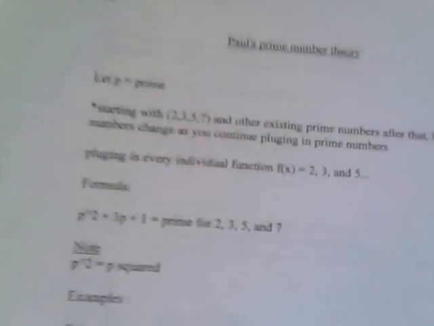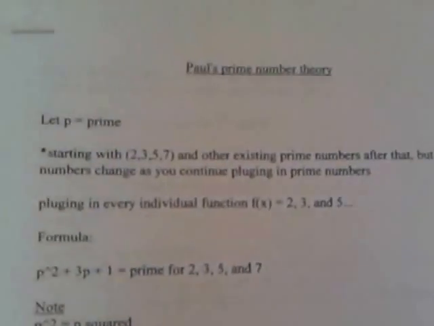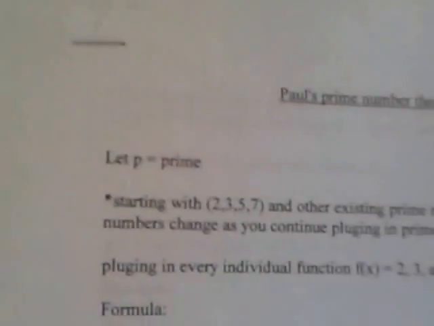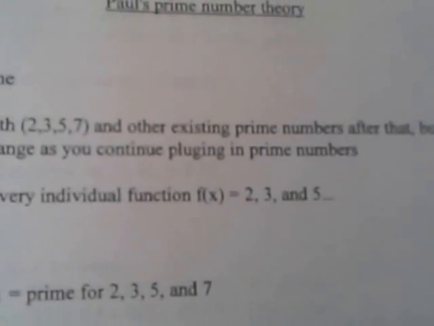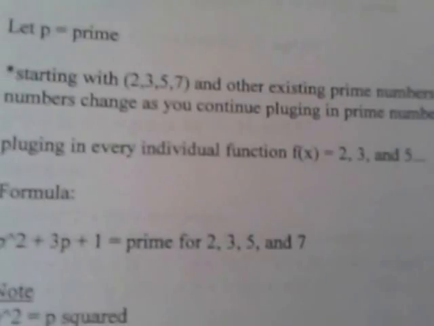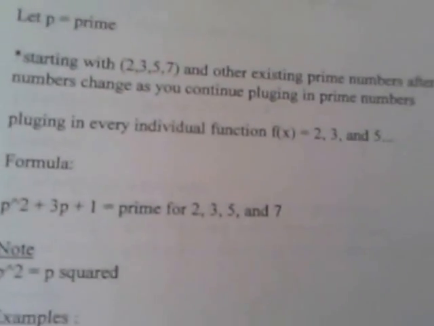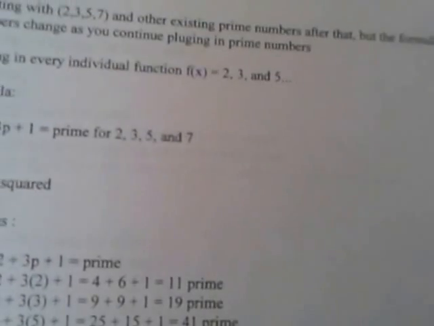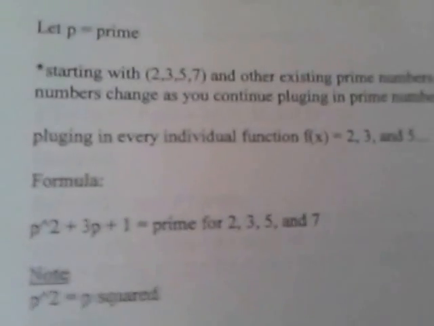And here's another math idea I did, I think around the same time in 2007 or 2008. I don't know, but here's this prime number thing I came up with, just messing around on my calculator. I have here Paul's prime number theory. Let P equal prime, starting with 2, 3, 5, and 7. Those are the first prime numbers, starting with 2.